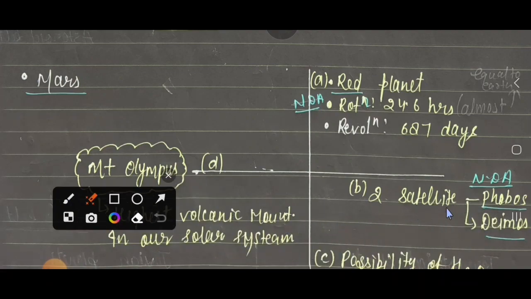This is very important because these are NDA previous year questions. So these are Phobos and Deimos. You have to remember these satellites. Okay, this is very important.